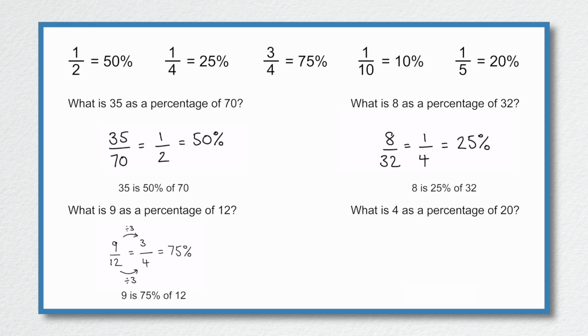Finally, we have what is 4 as a percentage of 20. So if we write this as a fraction, we have 4 over 20. And you're probably aware that 4 goes into 20 5 times. We can simplify 4/20ths to 1/5. And of course, 1/5 is 20%. So we can say that 4 is 20% of 20.